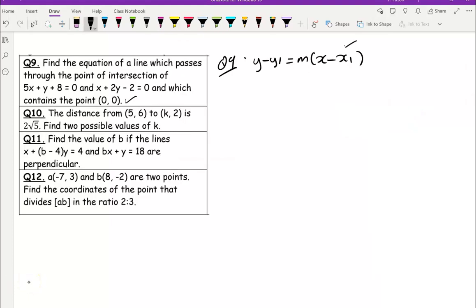In order to utilize this formula, I need two things. I need a point on the line. I have a point on the line. I know it contains the point 0, 0. Unfortunately, I do not have a slope.